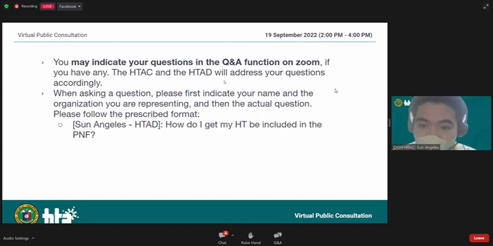You may indicate your question in the Q&A function on the Zoom if you have any, and the HTAC will address your questions accordingly. When asking a question, please indicate your name and organization you are representing, and then the actual question. Please follow the prescribed format. So thank you. So we are now opening the floor for anyone who would like to ask questions.